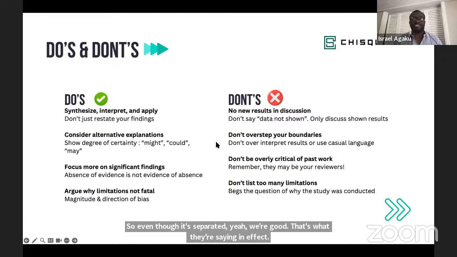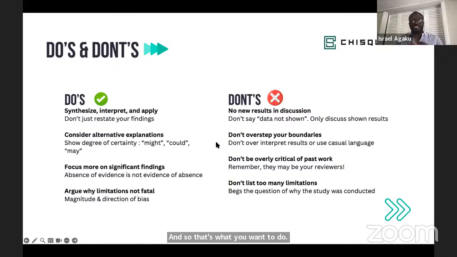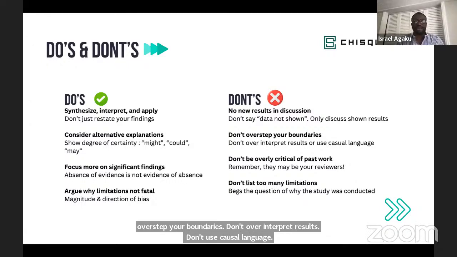Now, some don'ts. Please don't provide new results in the discussion. What some people do is that they will say, data not shown. If it was important, why didn't you show it? And if you didn't show it, why are you telling us that it was not shown? So only discuss what was reported in the results. Don't overstep your boundaries. Don't overinterpret results. Don't use causal language. Don't be overly critical of past work.